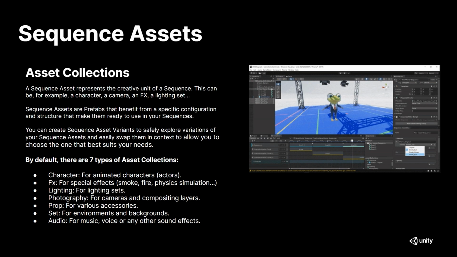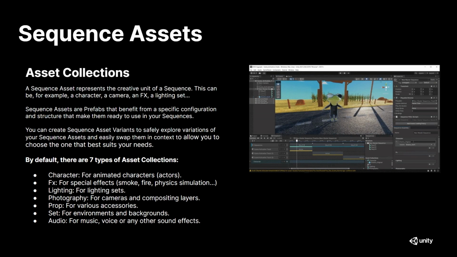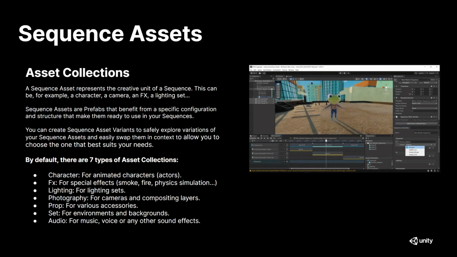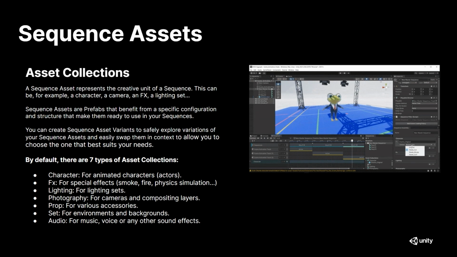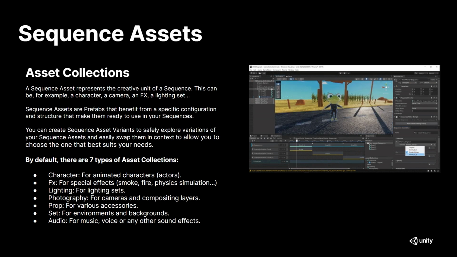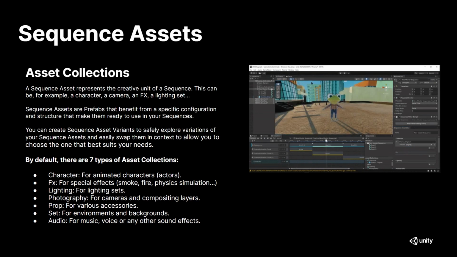Now let's take a look at sequence assets. A sequence asset represents the creative unit of a sequence. This can be, for example, a character, a camera, a visual effect, or a light rig. Sequence assets are prefabs, so they benefit from a specific configuration structure that make them ready to use in your sequences. You can also create sequence asset variants to safely explore variations of your sequence assets. For example, on the right-hand side, I've created variants of Shanks the Frog so I can easily swap his look from shot to shot.